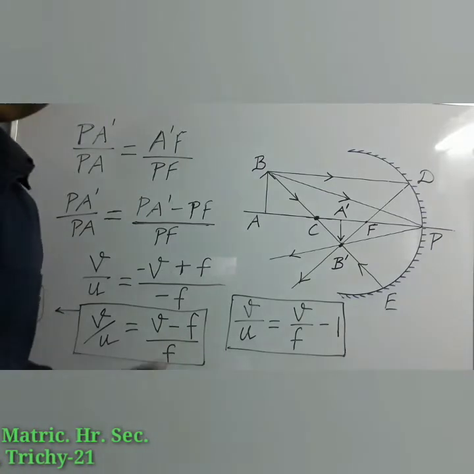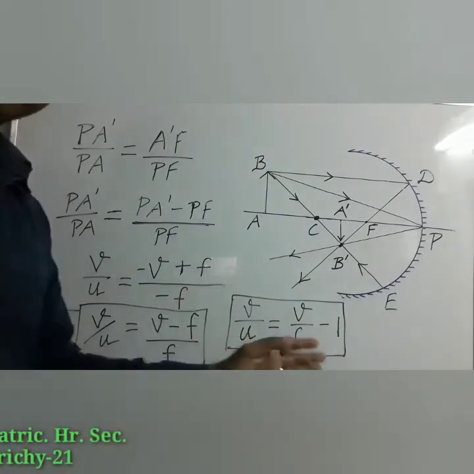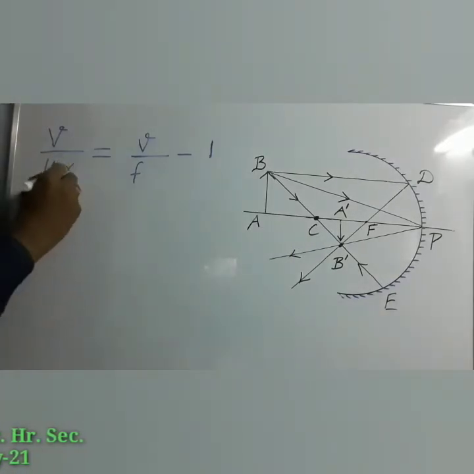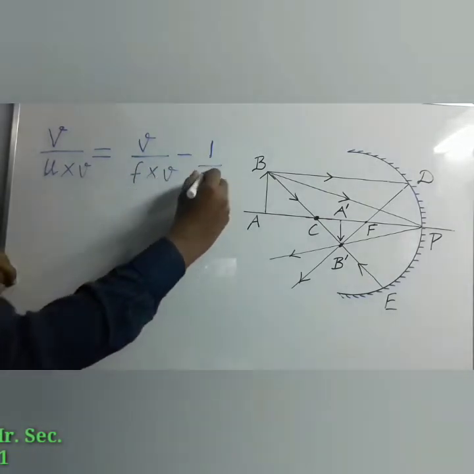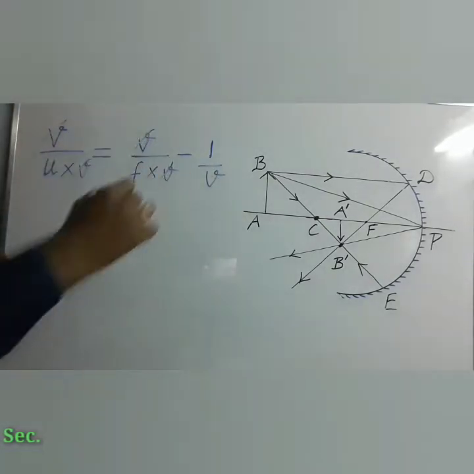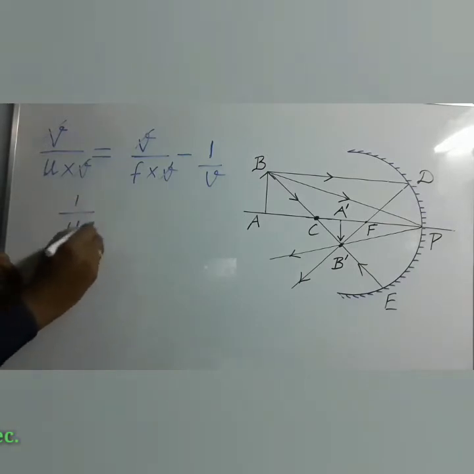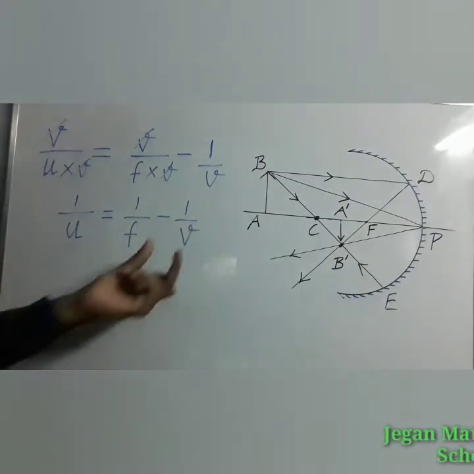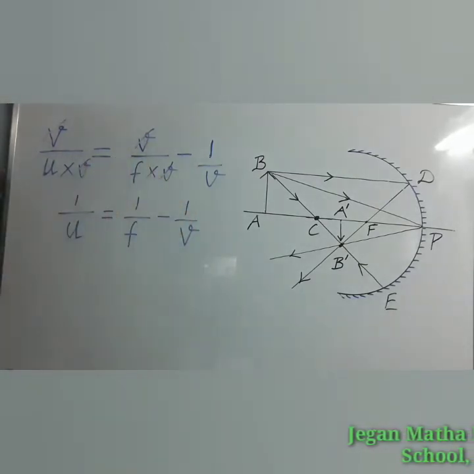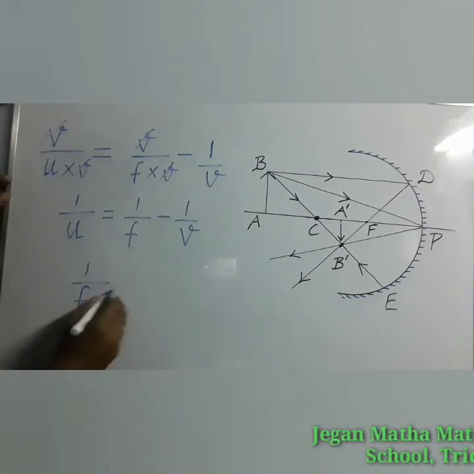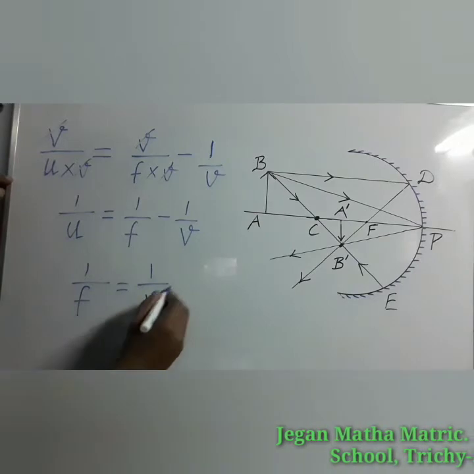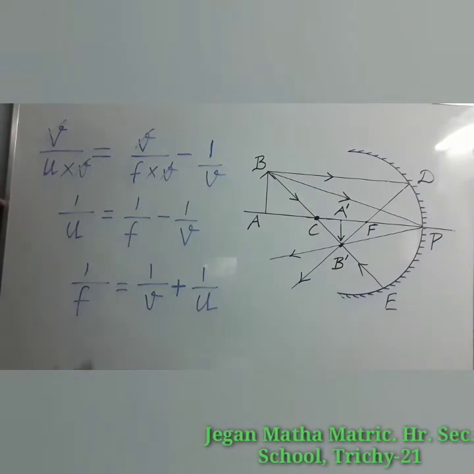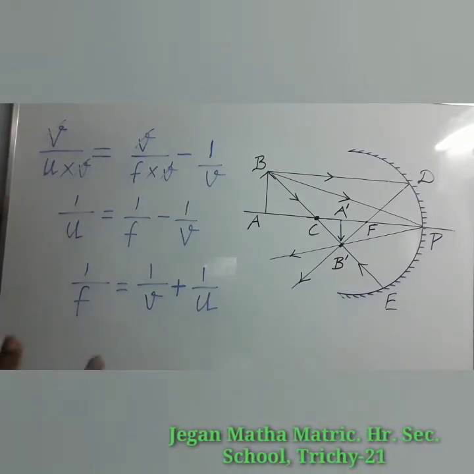To get the complete form, let us divide this expression by v. On both sides, we are going to divide by v. So v can be cancelled. You can write the remaining things: 1 by u is equal to 1 by f minus 1 by v. The minus expression can be taken to the left side. So it can be written as 1 by f is equal to 1 by v plus 1 by u. This equation is known as the mirror equation.